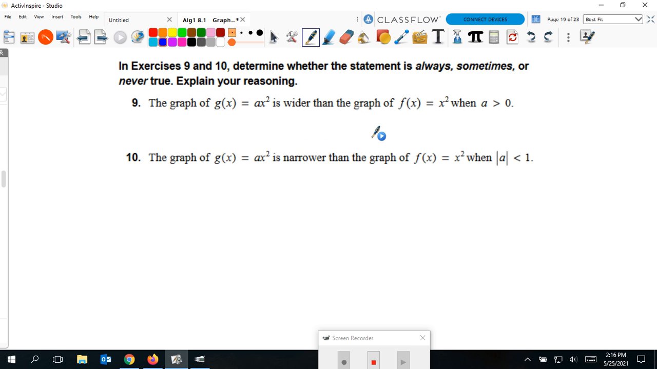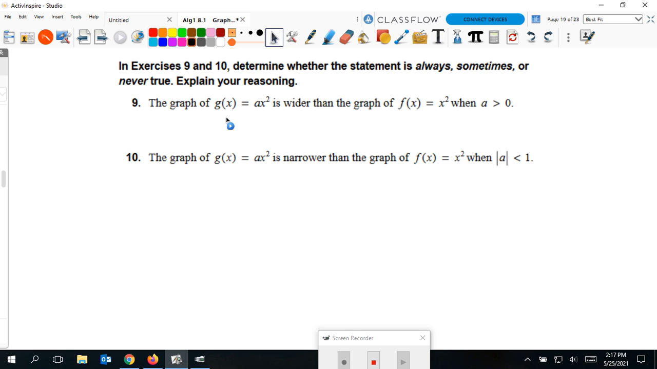All right, so here it goes with 9 and 10. It says, determine whether the statement is always, sometimes, or never true. Explain your reasoning. It says the graph on number 9 here, the graph of g of x. G of x, again, is just another way of saying y. It's just function notation of what we've been learning here. The graph of g of x equals ax squared is wider than the graph of f of x equals x squared, which is your parent function, when a is greater than 0. Well, a greater than 0 means that it's positive.